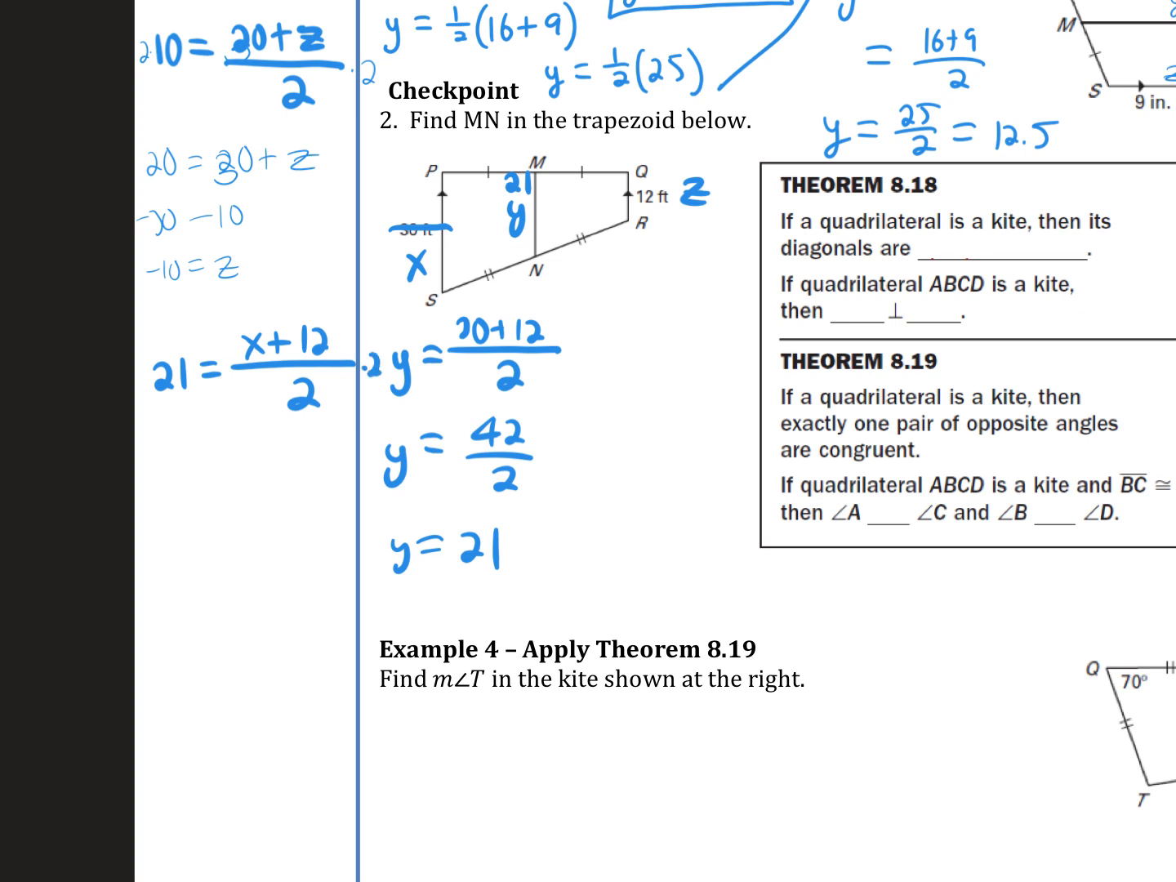All right, we're going to multiply both sides by 2. So we get 42 equals x plus 12. These are going to cancel. X plus 12, subtract 12. We get 30 equals x. See, we got the same answer both ways.